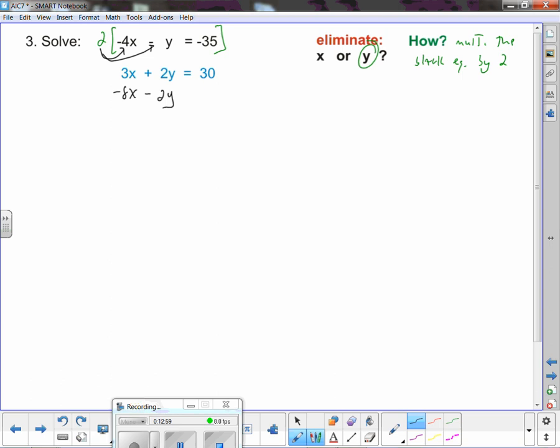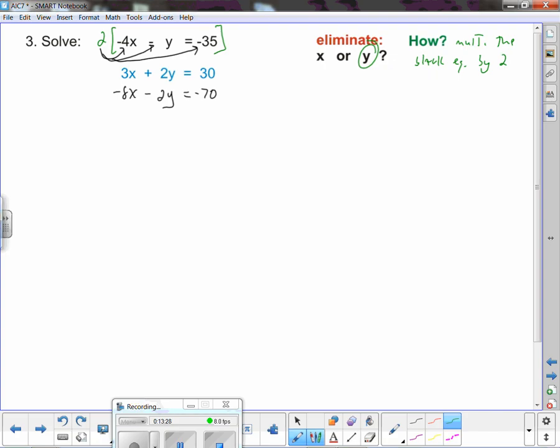Do you see how our y's are equal and opposite? It's what we wanted. Now, be careful here. A lot of students forget to distribute to the number on the other side of the equal sign. Don't forget that. And so we have then a negative 70. Okay, we have just accomplished the first part of solving a system of equations by elimination. All right, what do you do next?